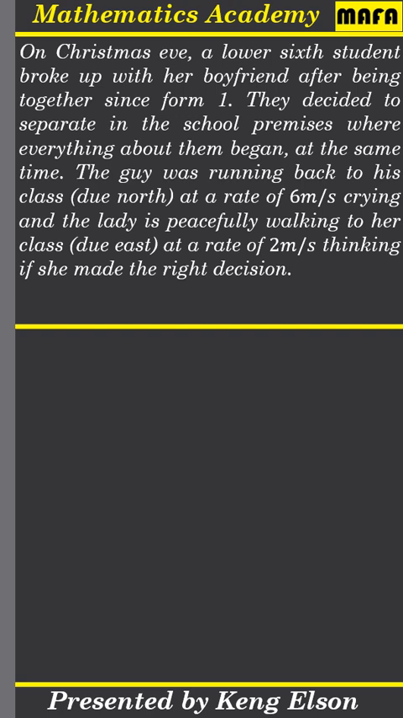Now, on Christmas Eve, a lower sixth student broke up with her boyfriend after being together since Form 1. They decided to separate in the school premises where everything about them began at the same time. The guy was running back to his class, which is due north, at the rate of 6 meters per second, crying, and a lady is peacefully walking to her class, which is due east, at the rate of 2 meters per second, thinking if she made the right decision.